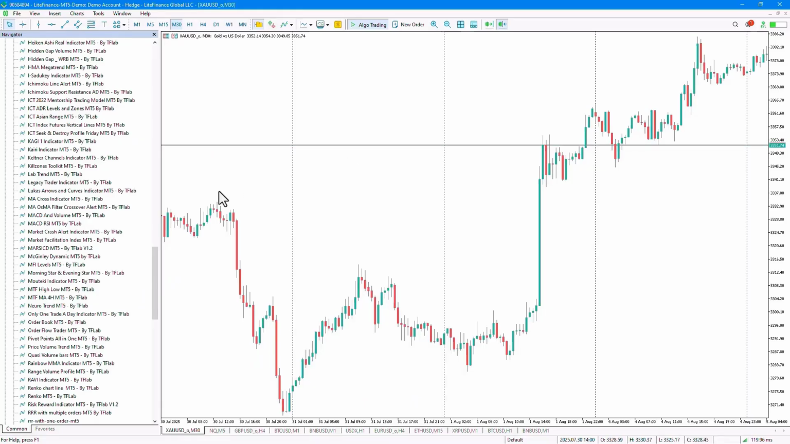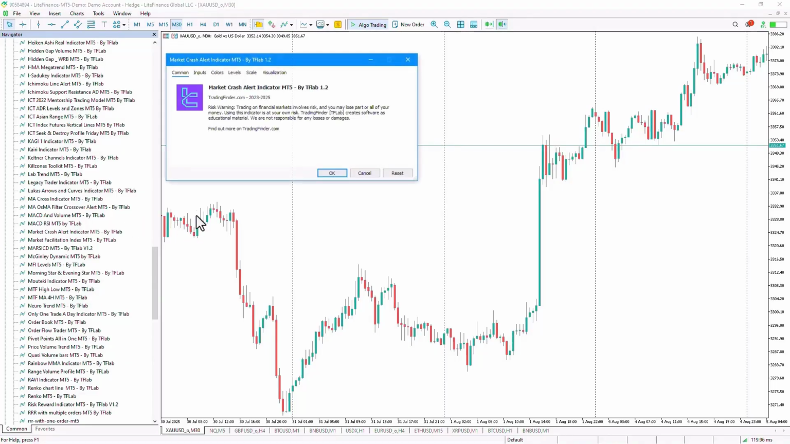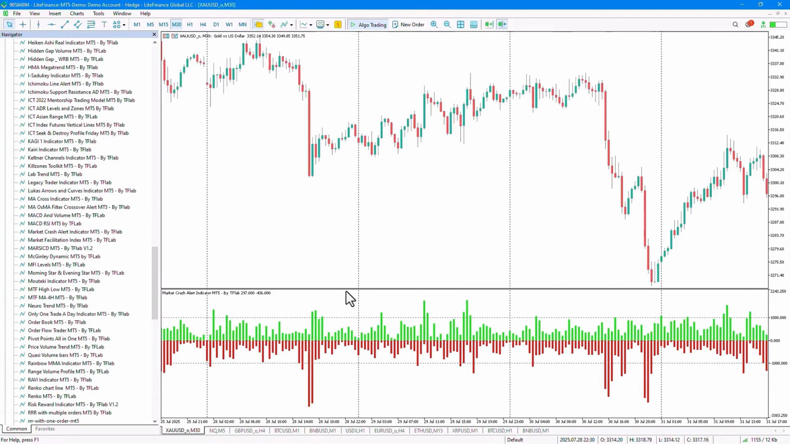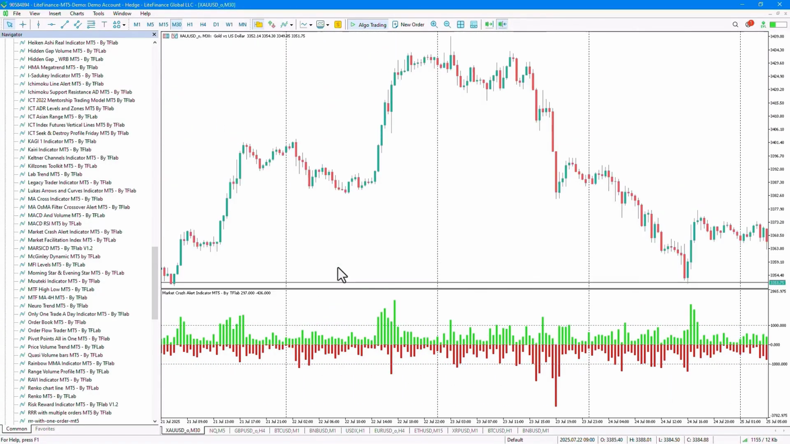From the Navigator section, select the indicator file and drag it onto the chart to run the indicator. Once the indicator is loaded onto the chart, a histogram window will appear at the bottom of the chart.